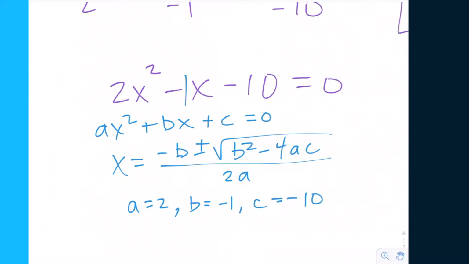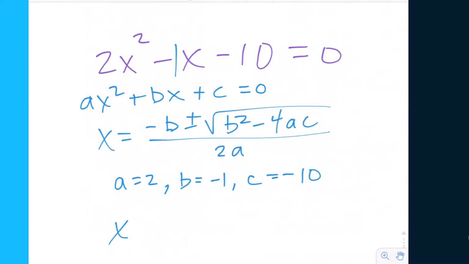All right, so now it's just a plug and chug. X equals the opposite of b. What's the opposite of negative 1? Positive 1. Plus or minus, there's your conjugate irrational root built into the system. The square root of b squared, well, that's going to be positive 1. Minus 4 times a is 8, times c is going to be negative 80. So minus negative 80 makes it plus 80.